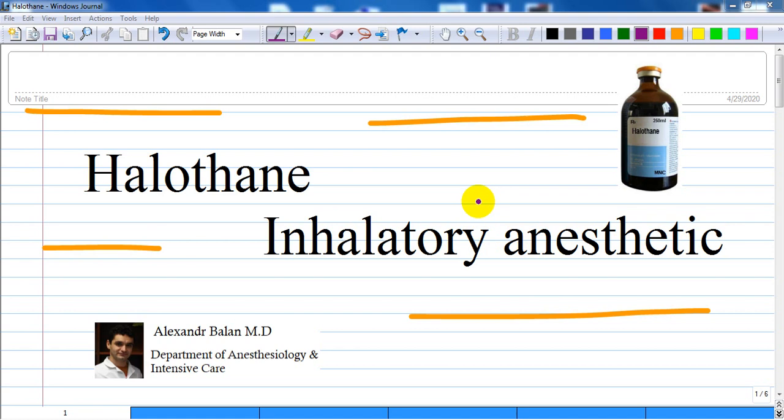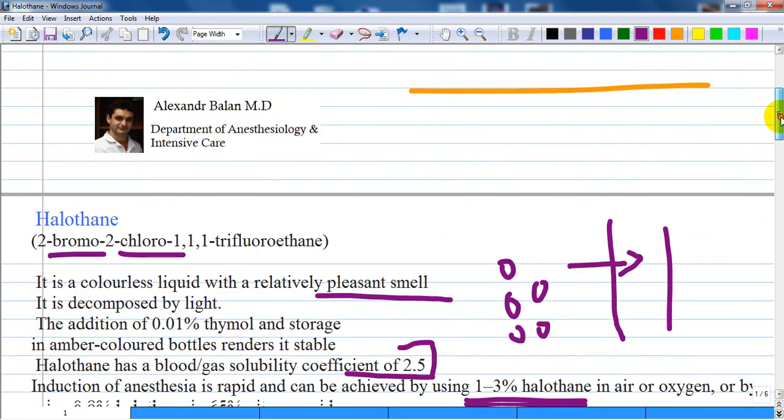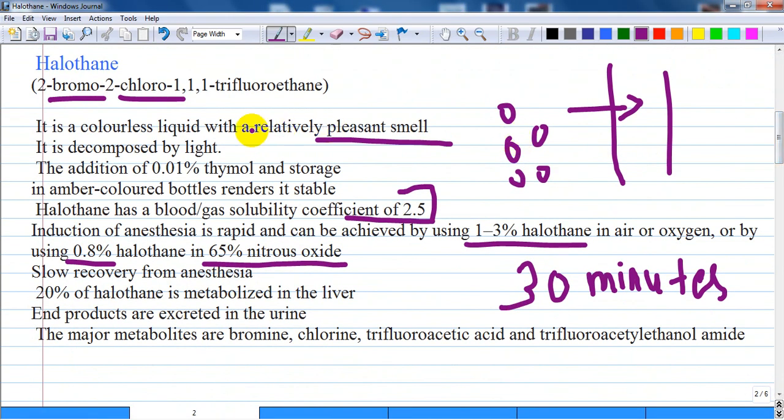Hi guys, we are discussing inhalatory anesthetics. One of them is Halothane. Let's start. Halothane has an interesting structure, as you see: 2-bromo, 2-chloro and 3-fluoroethane. It is a colorless liquid with a relatively pleasant smell.